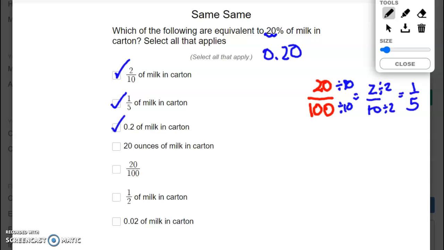20 ounces of milk in carton. Well, we don't know how many ounces the carton contains, so we don't really know that for sure. 20 over 100 would also be equivalent. 1/2 of the milk carton. Half of the milk carton is 50%. So that's not true. And 0.02 is 2%. So that is not going to be correct.